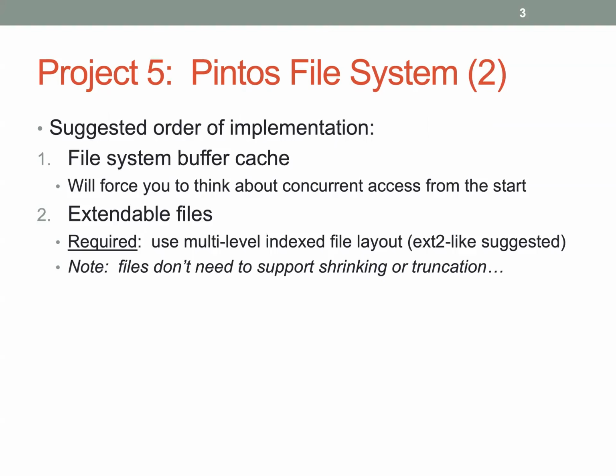Extendable files is recommended as second. The recommended approach is to use something like ext2. It is required that it be a multi-level index file layout. If you decide to do a 2-level index for all accesses, you're free to do that. But the reason ext2 is recommended is because it is a historical approach that has worked very well. There's plenty of documentation about it, and the way you can implement it is not too complicated. So we'll talk about that.